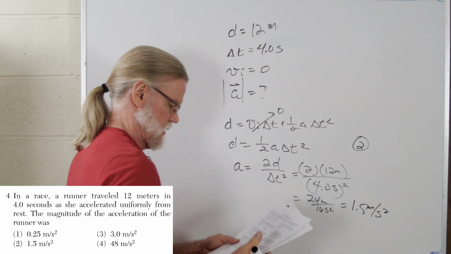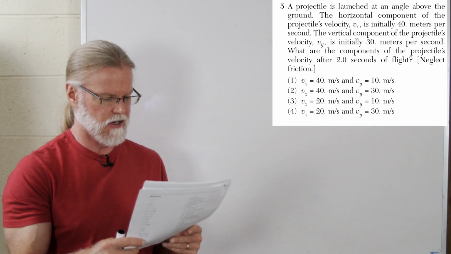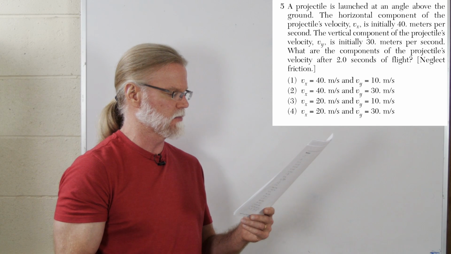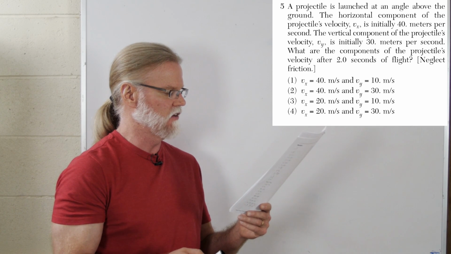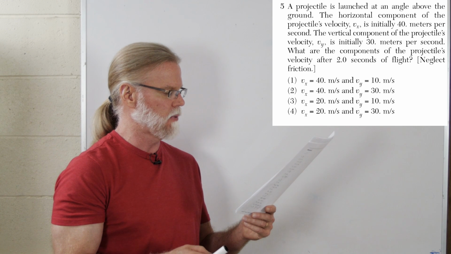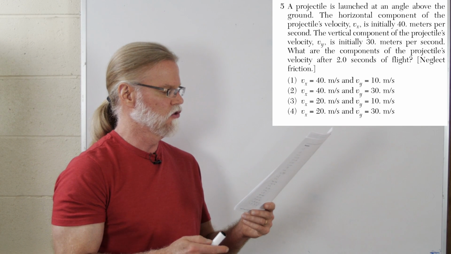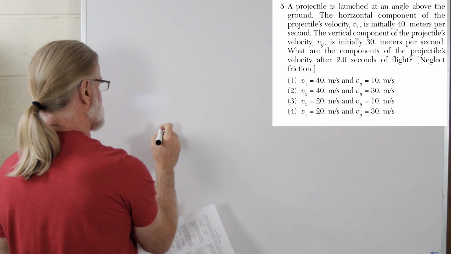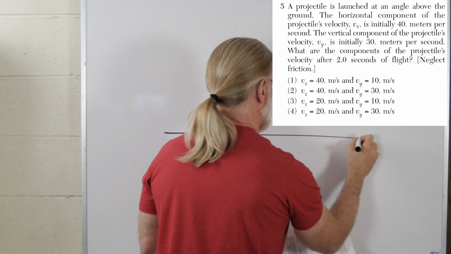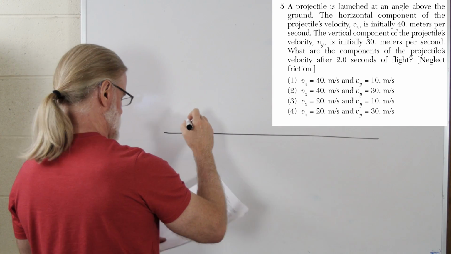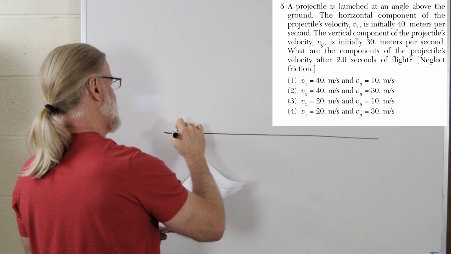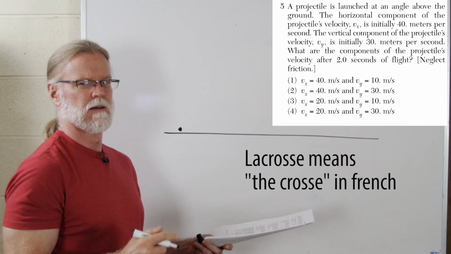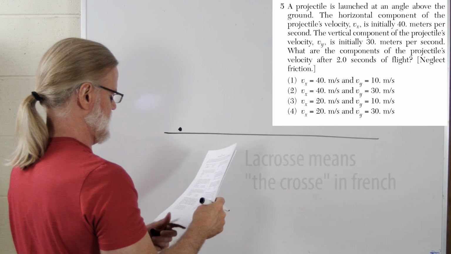2. A projectile is launched at an angle above the ground. The horizontal component of the projectile's velocity Vx is initially 40 meters per second. The vertical component of the projectile's velocity Vy is initially 30 meters per second. What is the component of the projectile's velocity after 2 seconds of flight? Neglect friction. All right, so let's put this thing on the ground. It doesn't matter because it's not going to land during the problem. So we have this projectile. I'm going to make it a lacrosse ball.